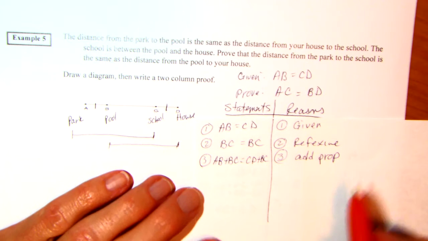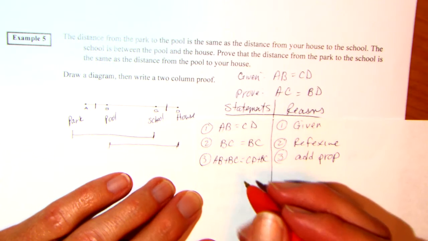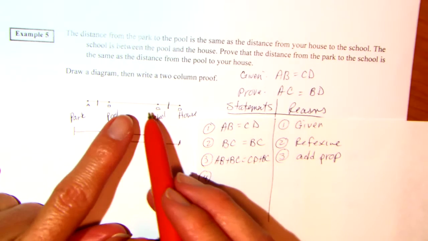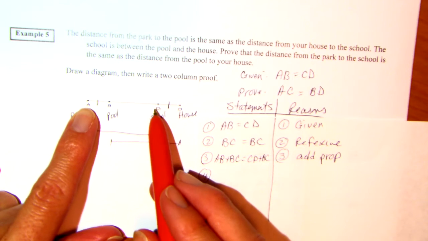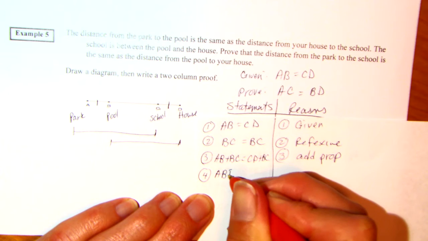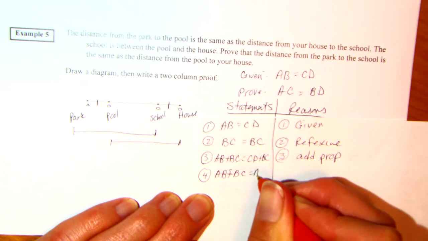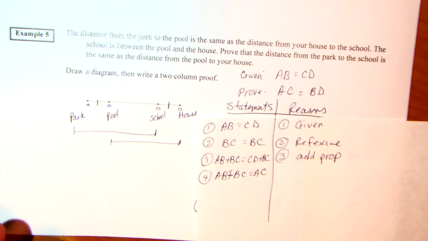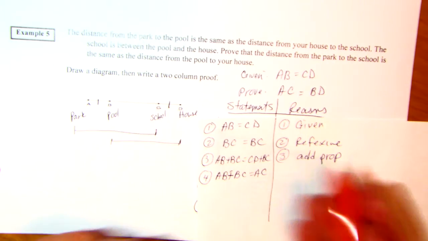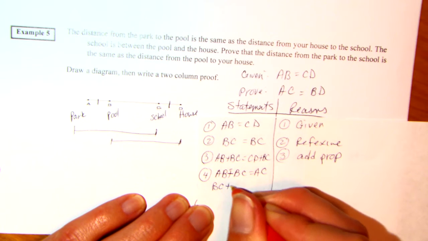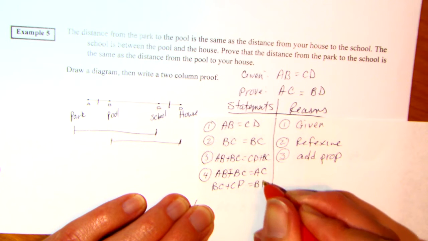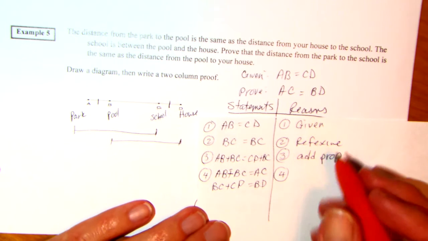Alright, now also I'm going to put in here for segment 4, segment addition postulate. So here we go. AB plus BC equals AC. And we're going to put 2 in here, so we can do that. We also know that BC plus CD equals BD. And for both of those, that was segment addition postulate.